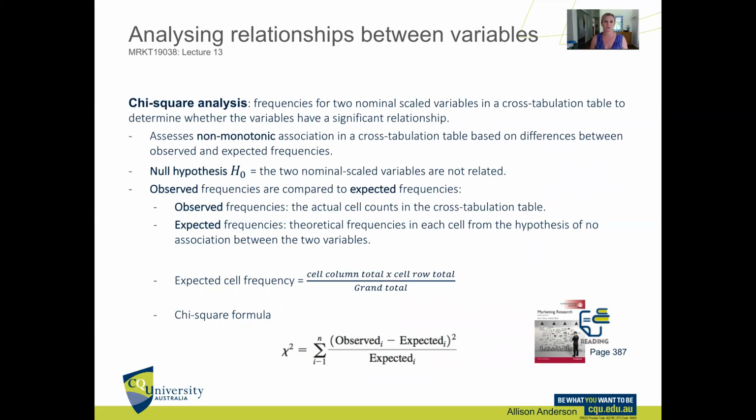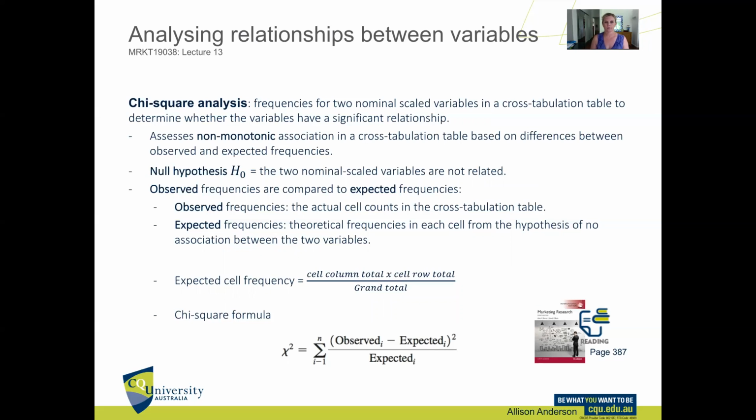Okay, non-monotonic. So you assess non-monotonic association in a cross-tabulation table based on differences between observed and expected frequencies. Now, this is important because I draw on this a couple of times in this lecture. The null hypothesis in these is always that the 2 nominal scale variables are not related. So if we reject the null hypothesis, that means there is an association, right?